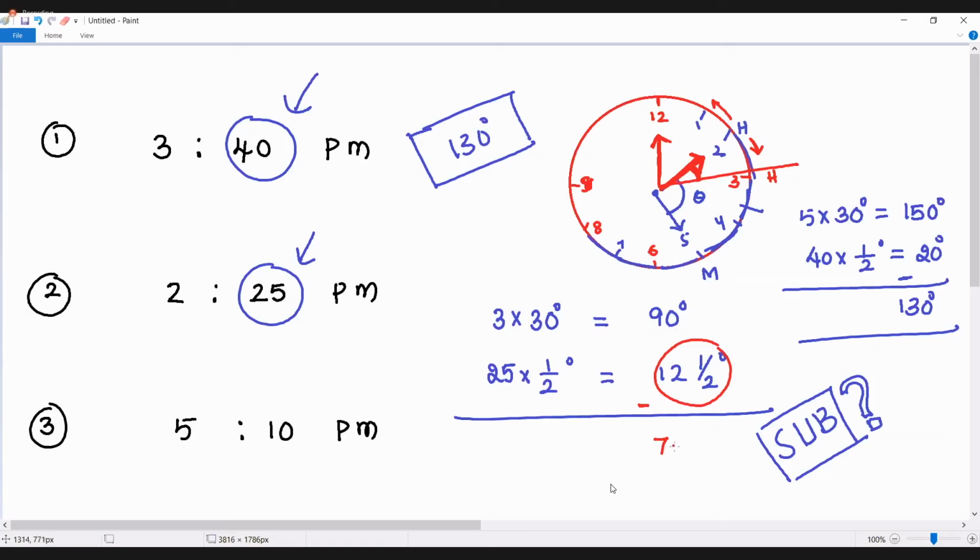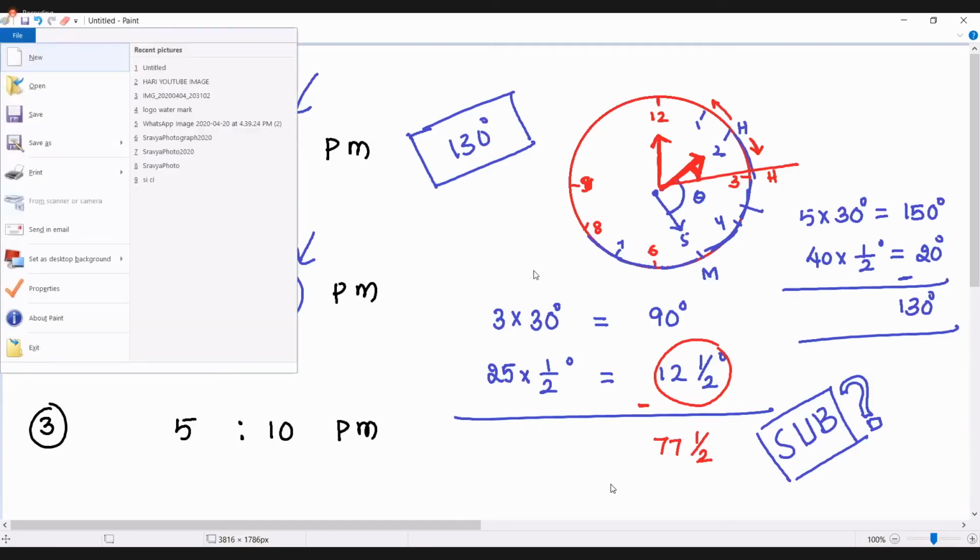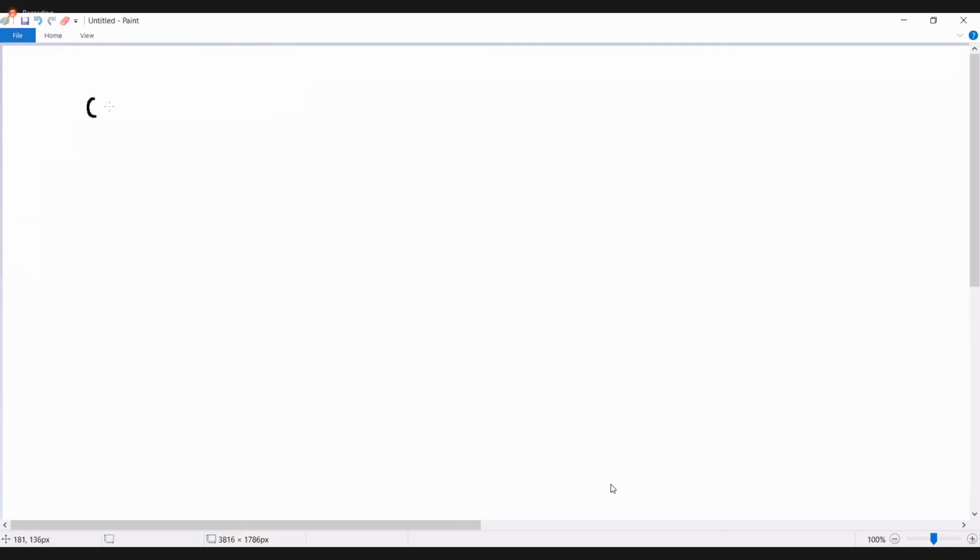So you can just observe the leftover is going to be 77 and a half, which is your overall angle. That's the angle between minutes and hours. So 5 o'clock 10 minutes, what is the angle, is another question which you are able to see. If your clock is showing 5:10 p.m., what is the angle between minutes and hours?